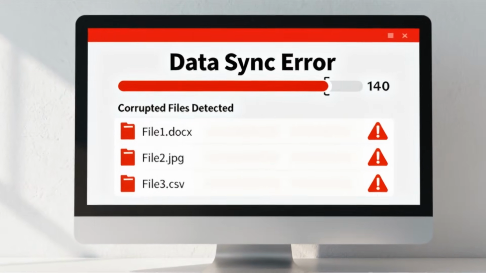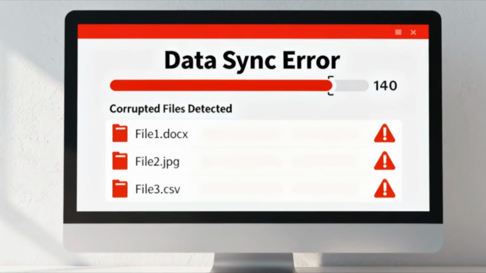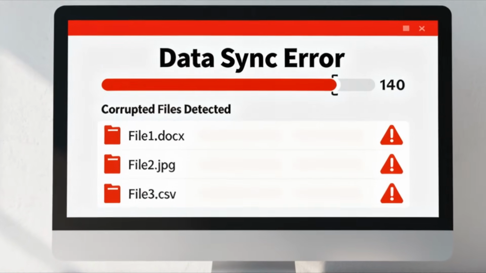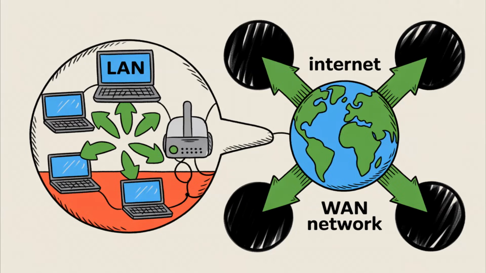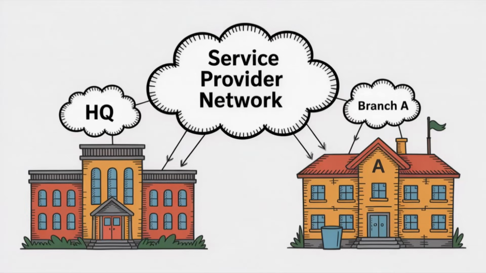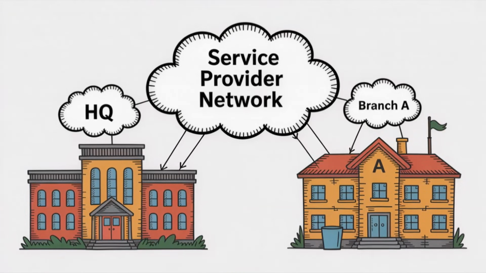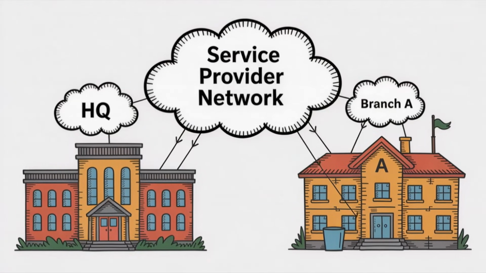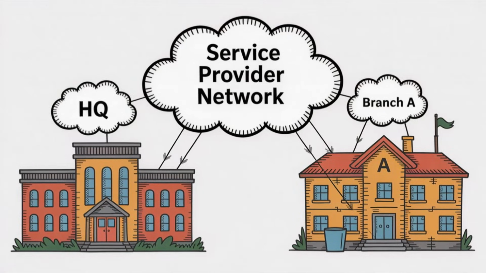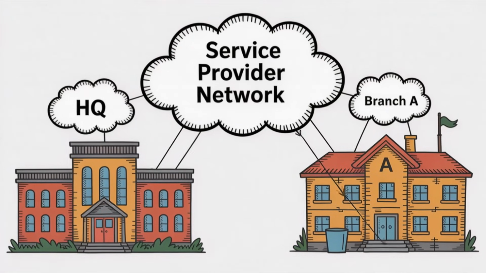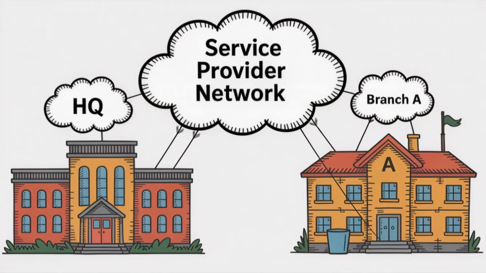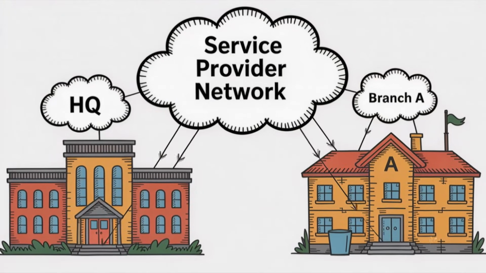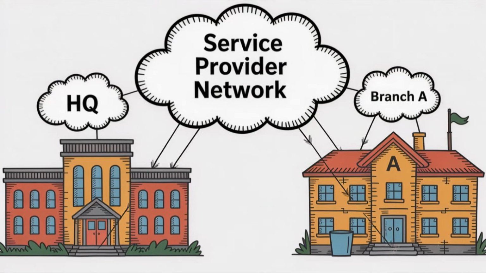A better long-term solution is to link both locations through a larger network. Wide area network. A WAN connects LANs across long distances, cities, countries, or continents. With a WAN, branch A can access HQ servers in real time without needing local copies. Modern WANs are provided and maintained by service providers and internet service providers. They offer technologies that extend a company's LAN over wide geographic areas.